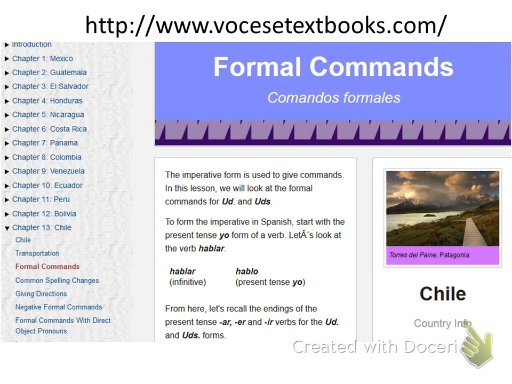And there's more practice on your Edmodo for this, and there's also more practice on the Voces website that we can practice as well.